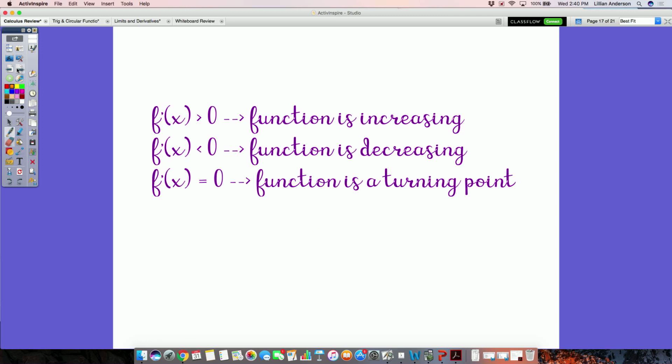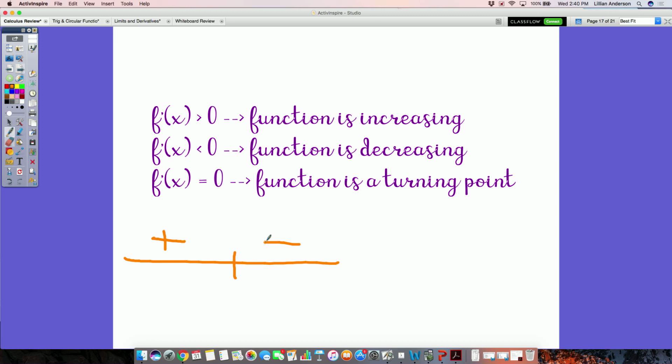Something else that goes along with that: when you make that number line and pick out your test points, if the derivative is greater than 0, if it's positive, that means the function is increasing. If it's less than 0, that means it's decreasing. That's how we determine whether there was a max or a min.